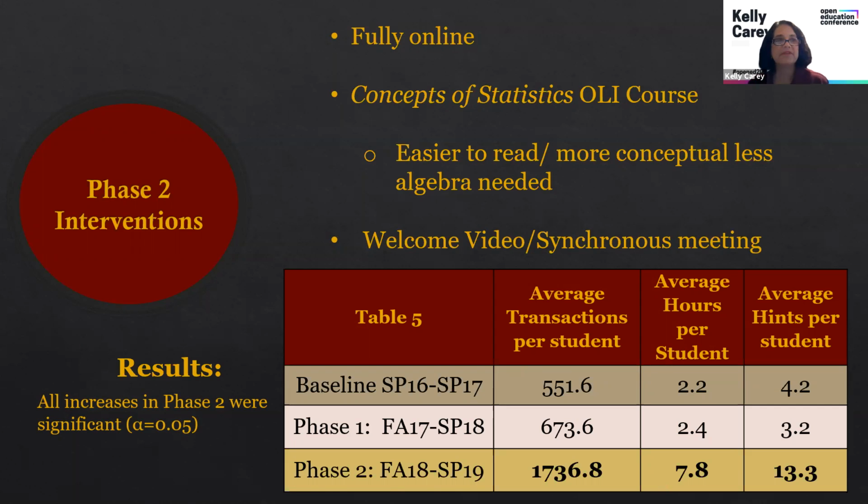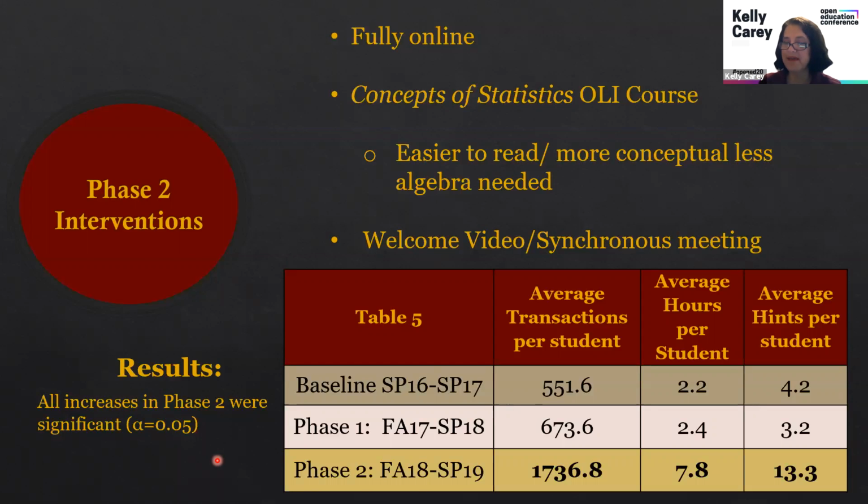And the results, you'll see that there was a marked increase, and I need to move that. I couldn't see my results because of things in the bottom of my screen, but I can see them now. So the phase 2 results were very significant. 1,736 transactions per student. This is much, much better. 7.8 hours in the textbook.